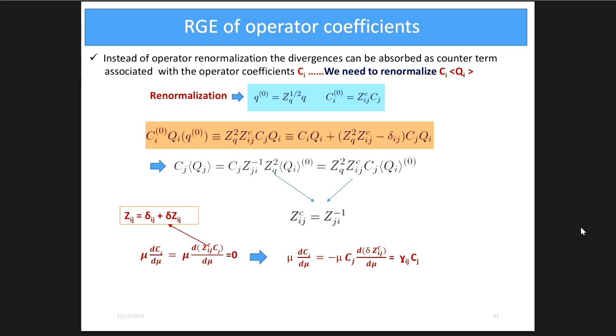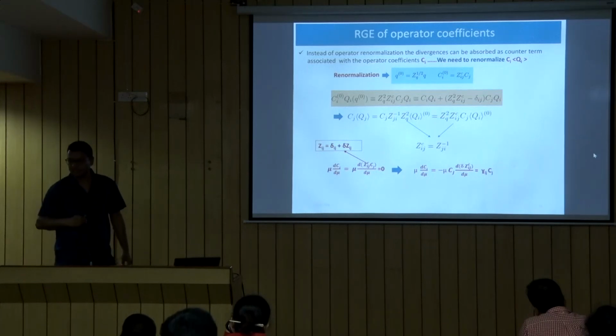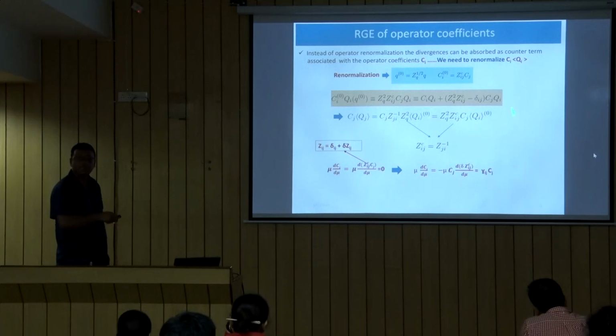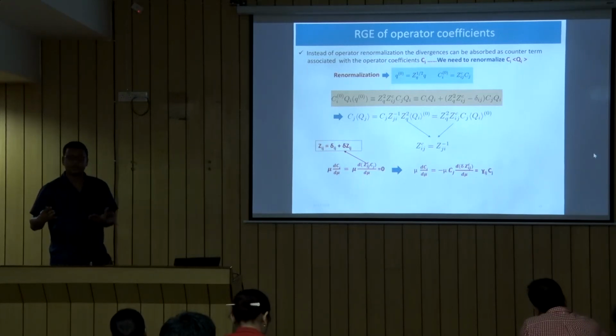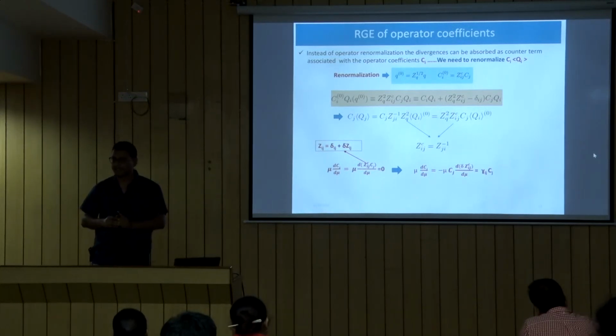Okay, so gamma_ij, how do you calculate it? You need to simply calculate these derivatives of the renormalization constant of the operator, I mean the constant of the operator renormalization. Okay, so this Z_ij is basically, you can connect it to Z_ij inverse. So basically once you calculate the operator renormalization constant, then you are done. You will be able to calculate the anomalous dimension matrix. That's all. Okay.